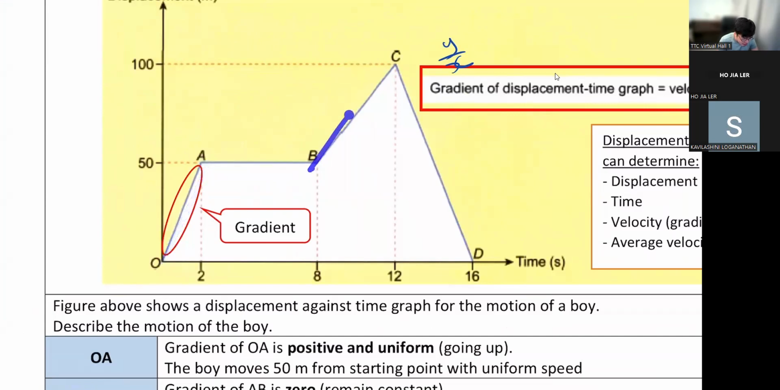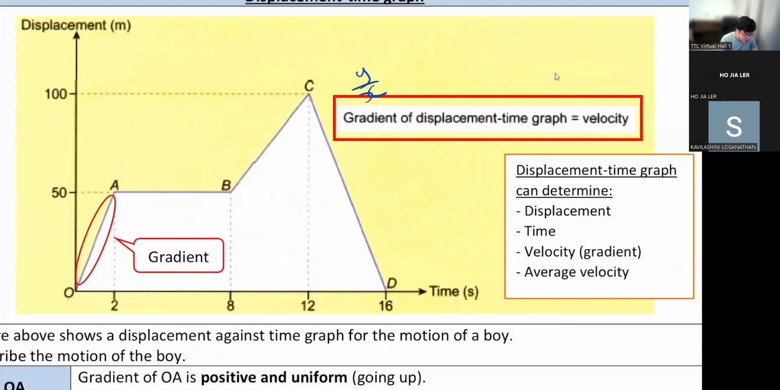And then the car moves forward again because of positive gradient. And then what happens now? Can you see the gradient goes down now? This is negative gradient. Negative gradient means negative velocity. What does it mean by negative velocity? Negative velocity means the car moves backwards.